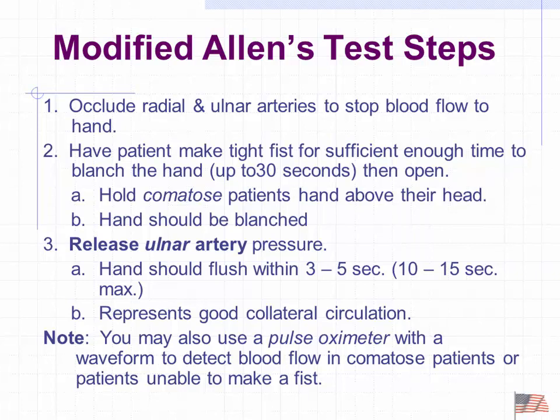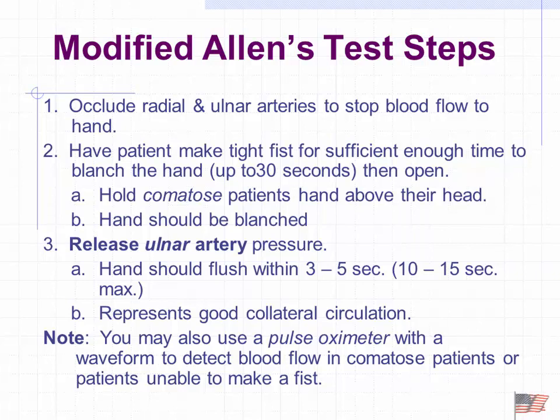If you have a patient who's comatose, it's kind of hard to hold their hand and do this at the same time. So one idea is just putting a pulse ox on. As I occlude both the arteries, the ulnar and the radial arteries, that pulse ox signal is going to be lost, and I'm going to get an alarm.